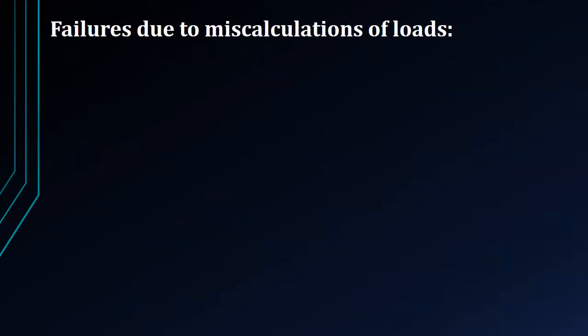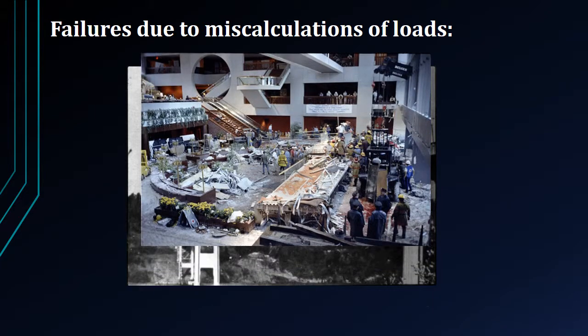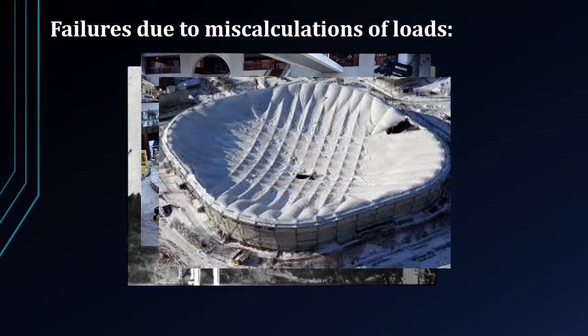Structural failures due to insufficient load calculations. The Tacoma Narrows Bridge failed and collapsed in 1940 after it twisted and vibrated due to unexpected wind loadings. The Hyatt Regency Skywalk collapsed in 1981 because the structure could barely hold a dead load, let alone any live loadings. The Metrodome in Minneapolis collapsed in 2004 due to a combined snow and wind loading.